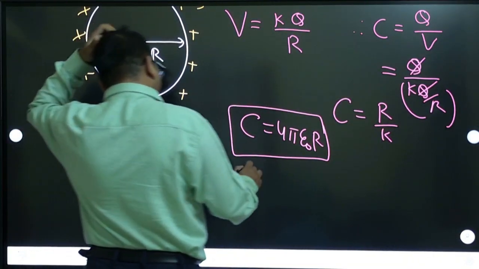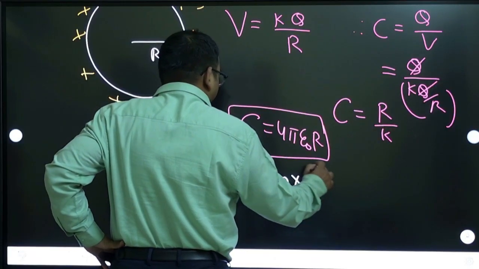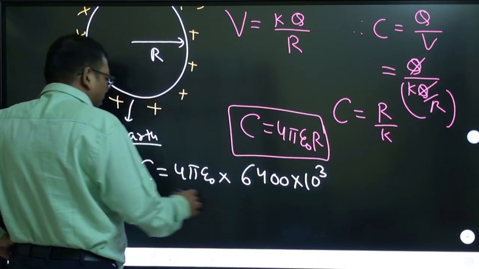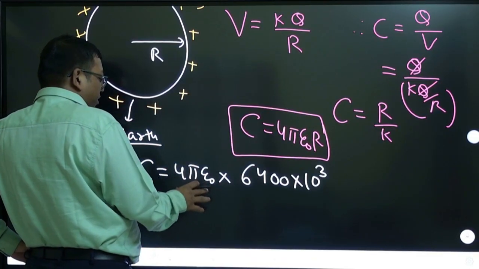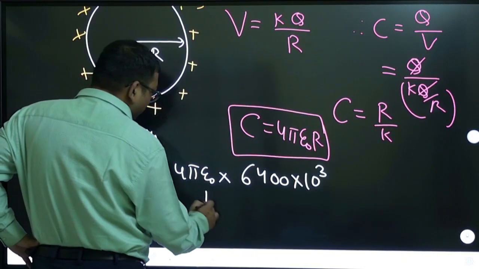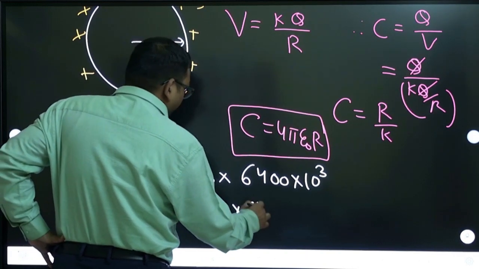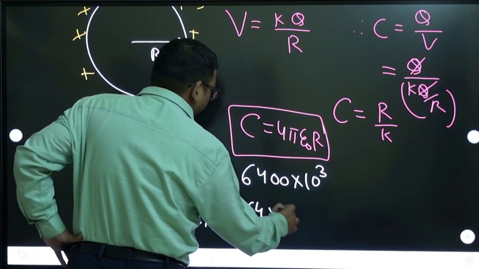Yes, 6400 kilometer means 10 to the power 3. Keep SI unit. Calculate. This is 4 pi now. 1 by 4 pi epsilon naught is 9 into 10 to the power 9. So it will become 1 by 9 into 10 to the power 9. Right. So calculate how much this will come.